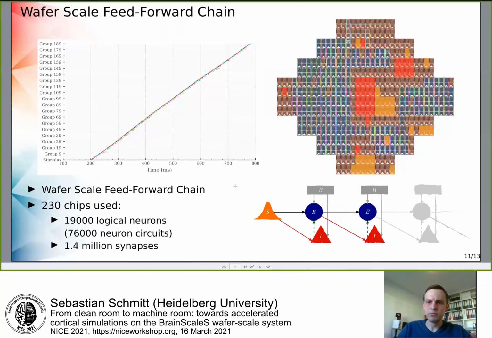So to somehow prove that the wafer-scale network works, we have a functional feed-forward chain put across all over the wafer, and you see here parts that are blacklisted in red. The stimulus is put in the orange parts, and the rest of the colorful lines are the routes that are taken. And for this experiment, 230 of the about 400 chips were used, with about 20,000 logical neurons that were composed of about 80,000 neuron circuits and 1.24 million synapses.